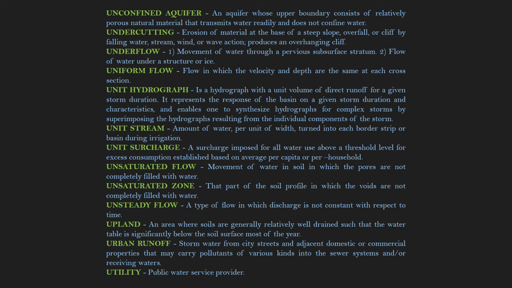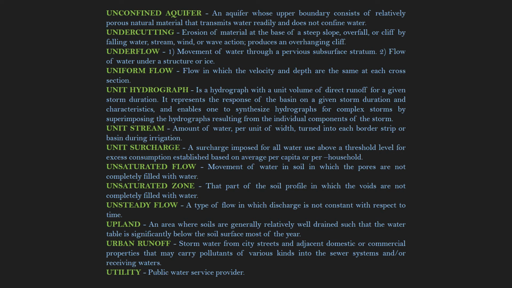Unconfined aquifer, an aquifer whose upper boundary consists of relatively porous natural material that transmits water readily and does not confine water. Undercutting, erosion of material at the base of a steep slope, overfall, or cliff by falling water, stream, wind, or wave action, produces an overhanging cliff.